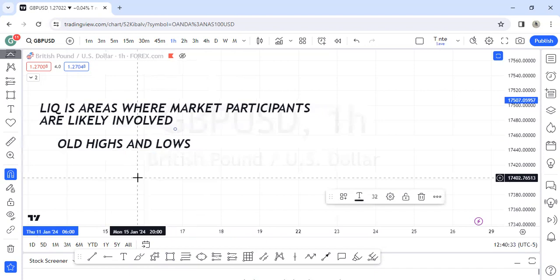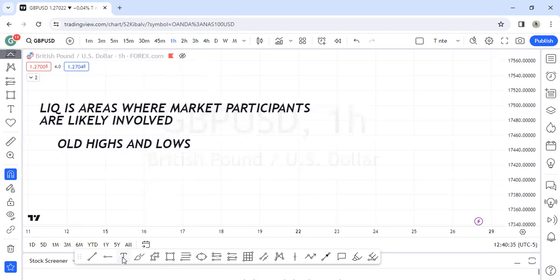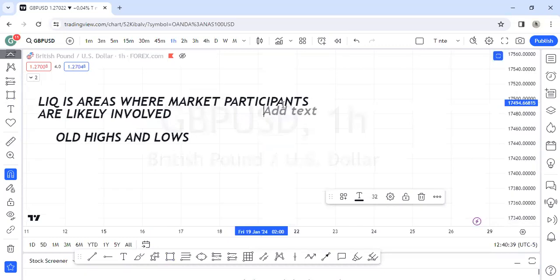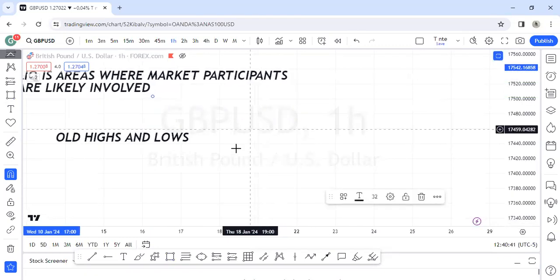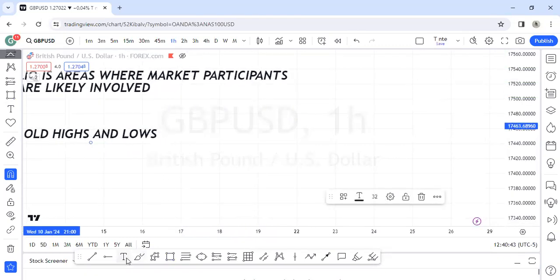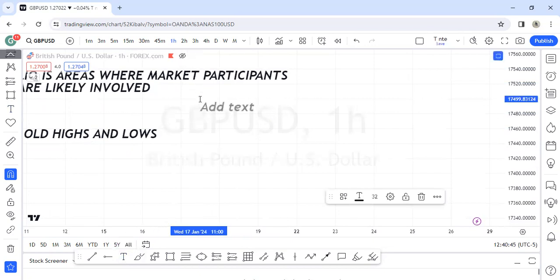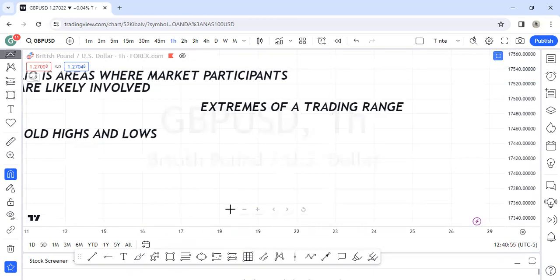Now, what is external liquidity? Like the name implies, it looks at the extreme regions. So we look at the extremes of a trading range. The extremes of a trading range are what is referred to as external liquidity.